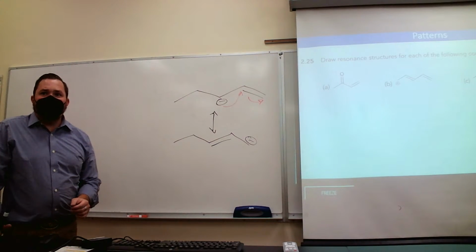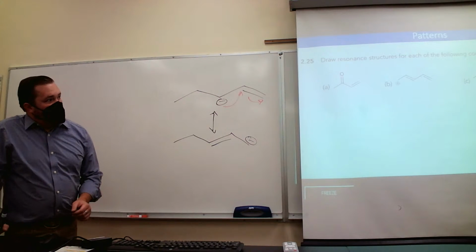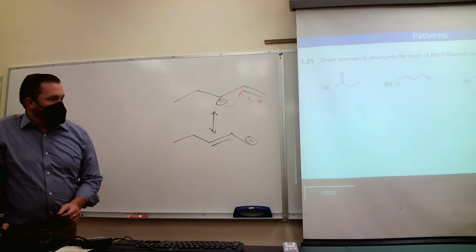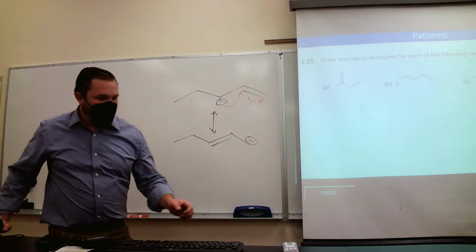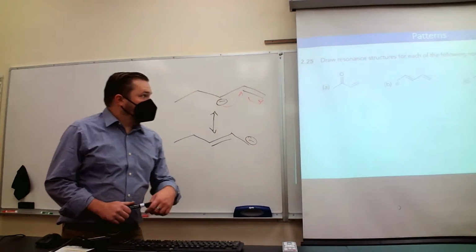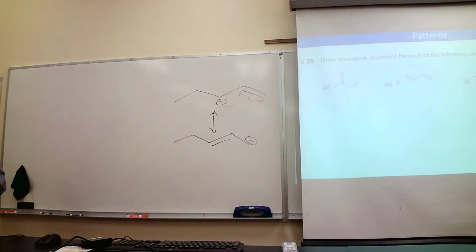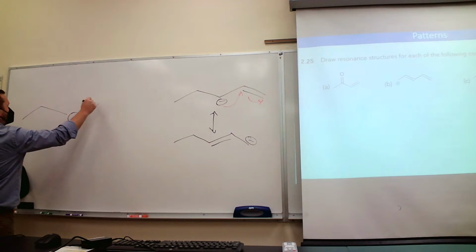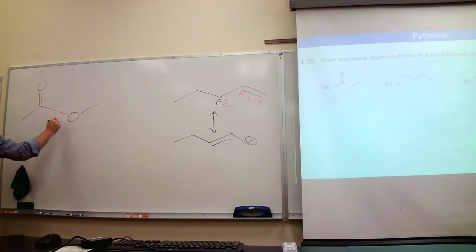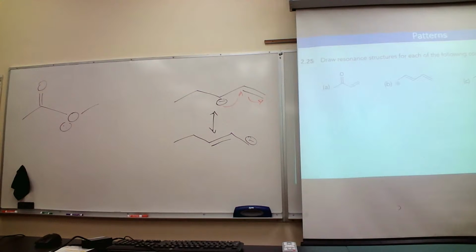Brad, do you have a question? Okay. And then how about for D? We already did one that looks just like that, right? You've got a lone pair in the allylic position to a pi bond.